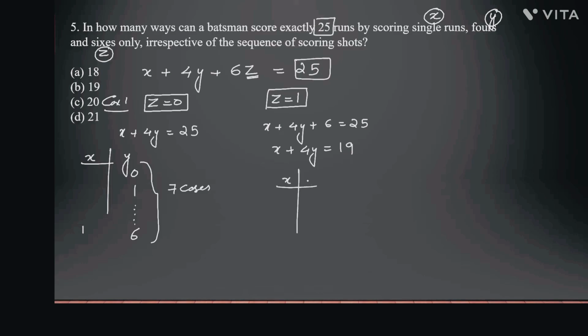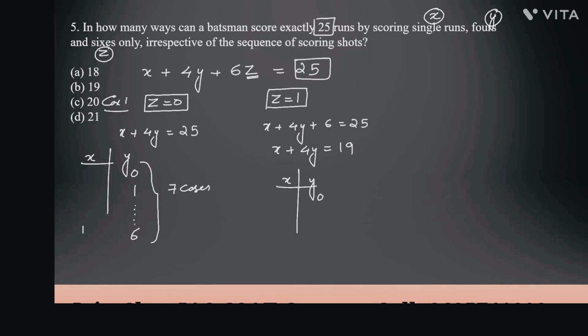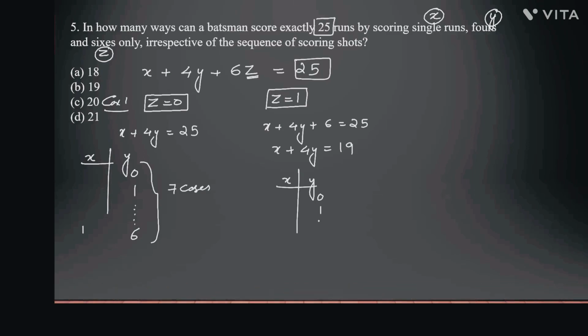X and Y, I'm just figuring out what are the possible values of X and Y. Y can be 0. There are no 4s he scored. All these 19 runs he's scored by hitting singles. Y can be 1. One single 4 is possible. Remaining runs are scored by singles. It's possible. Right? Y can be 2, 3, 4. That's it. The maximum value of Y is 4.